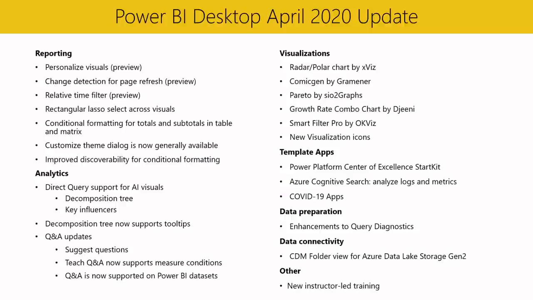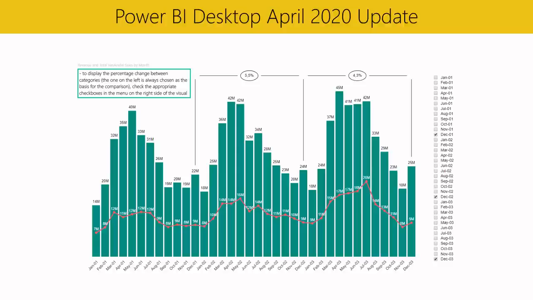And next up, we have the Growth Rate Combo Chart by Genie. This is a line and column combo chart displaying percentage differences between selected column categories. This chart is ideal to display growth rates in time series, an important metric in finance and other fields.